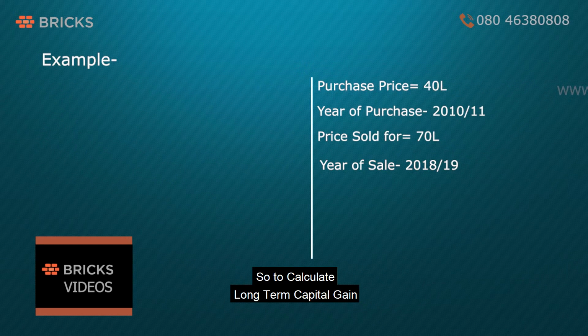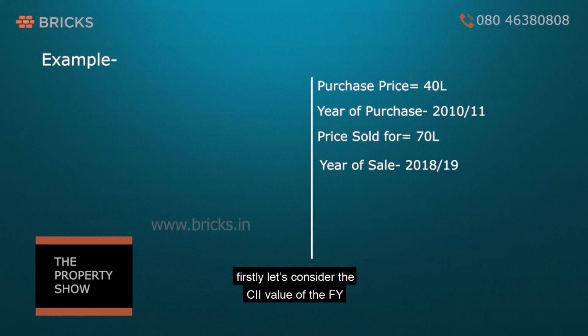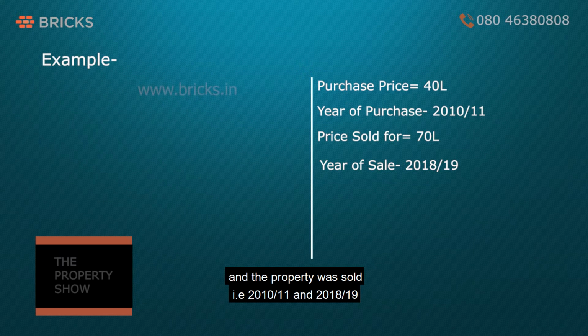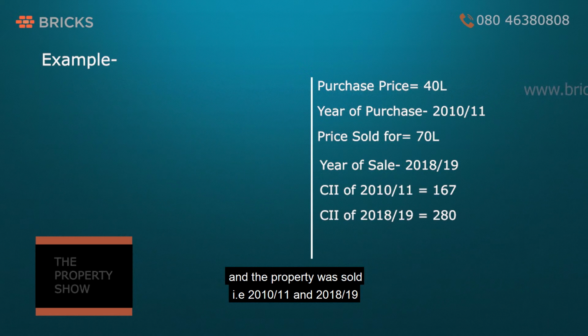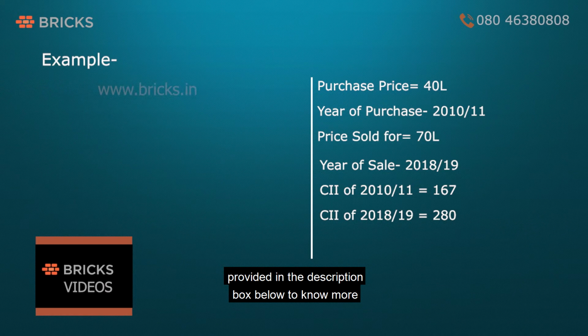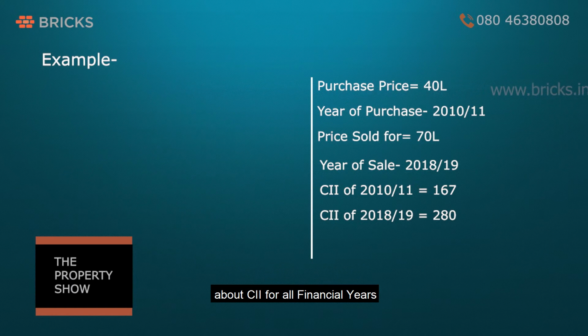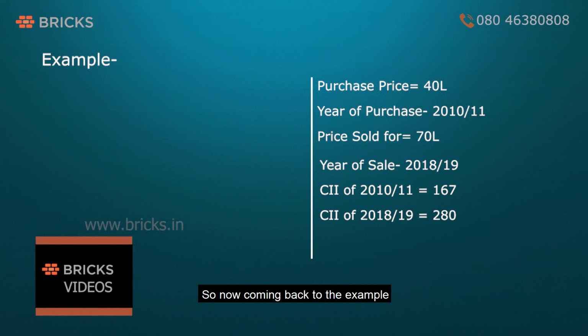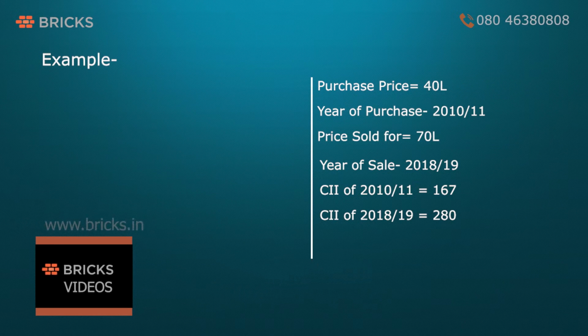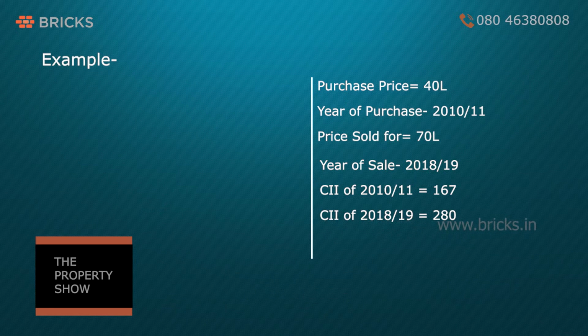So to calculate long-term capital gain, firstly let's consider the CII value of the financial year during which the property was first held and the property was sold, that is 2010-11 and 2018-19. We suggest all our viewers to click on another link provided in the description box below to know more about CII for all financial years. So now, coming back to the example, CII value of the financial year 2010-11 is 167 and for the financial year 2018-19, the CII value is 280.